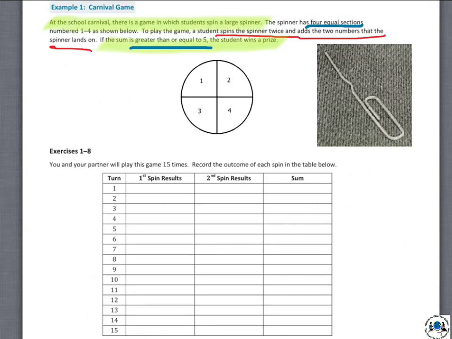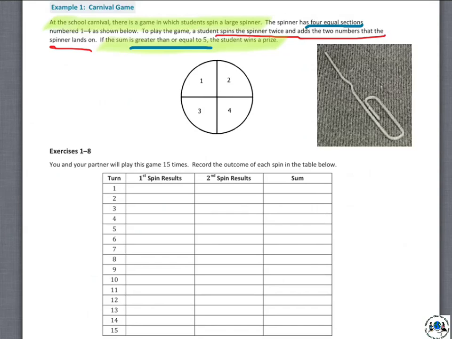Now you're going to spin it twice. If you spin a 1 the first time, and a 3 the second time, you add those up and you get a 4. Actually, no, I'm sorry, the 5 would be your sum. But anyway, I'll go ahead and fill this table in here in a minute.